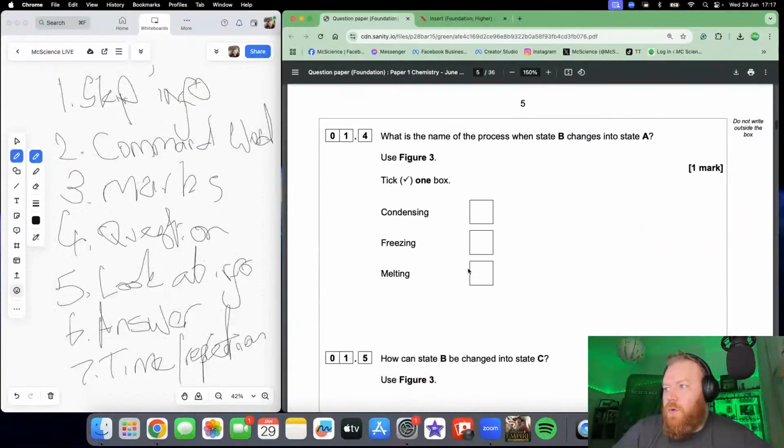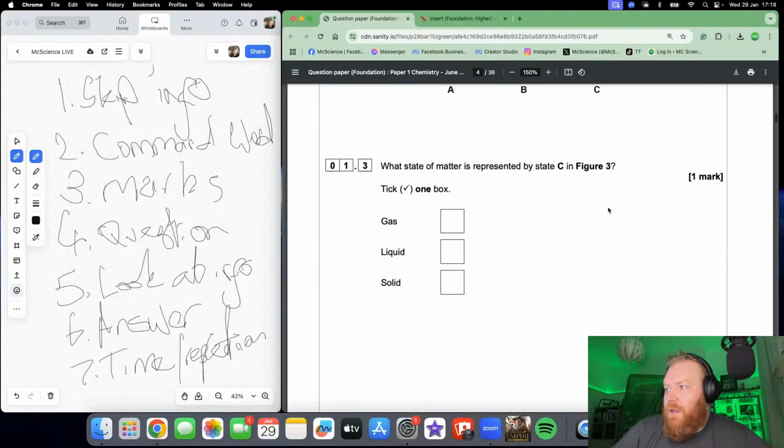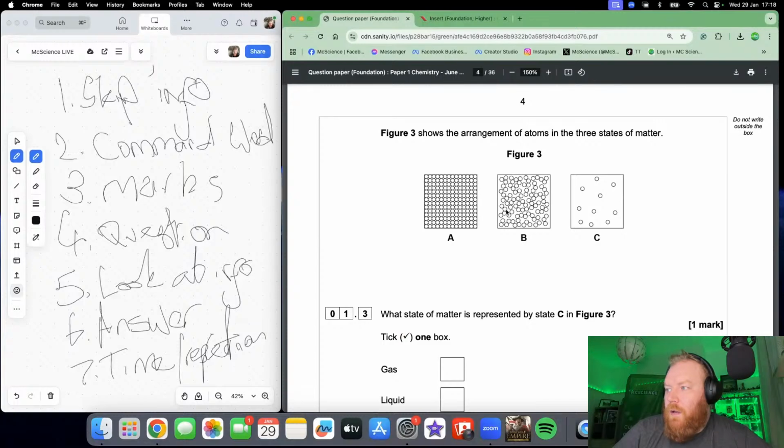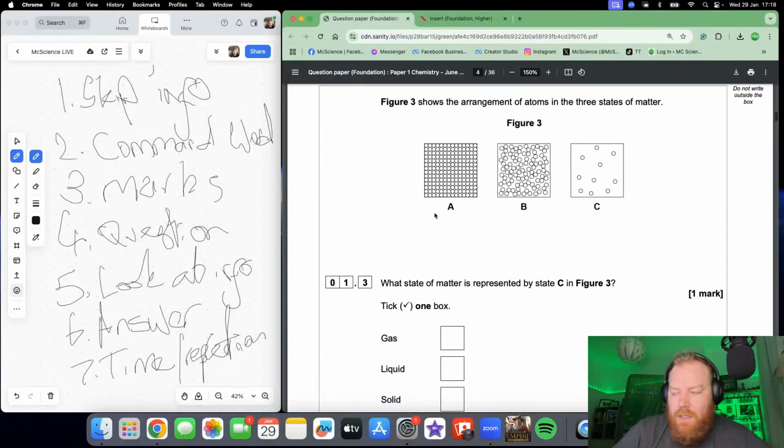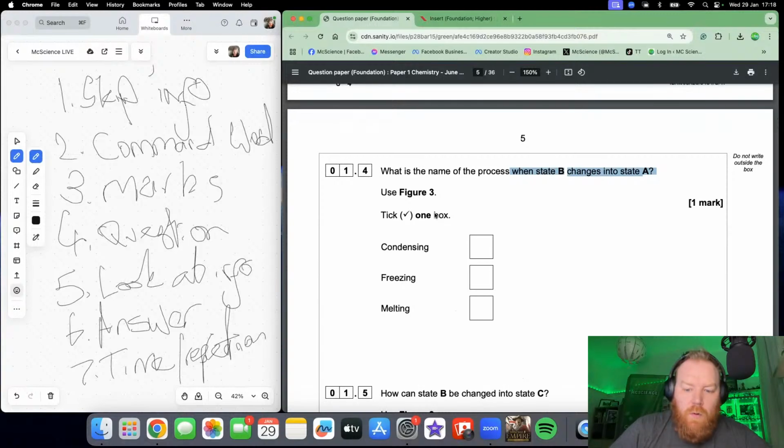So moving us on to question 1.4. And again, you can see how exam papers start off on the foundation. The higher is slightly different. And with the question we've got here, again, the command word is what. We've got 1 mark there. What is the name of the process when state B changes to state A? Now, I would say again, this is where you would obviously look back at the information provided, because B to A you might forget. So we've got a liquid becoming a solid. So what would that be?